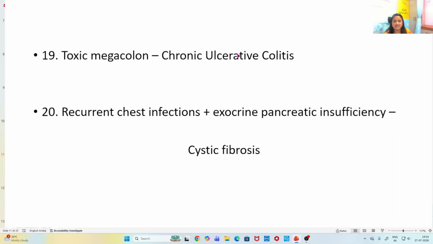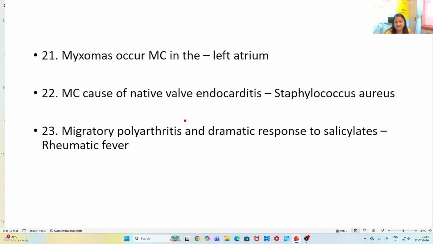Toxic megacolon is seen in ulcerative colitis. Recurrent chest infections and exocrine pancreatic insufficiency are seen in association with cystic fibrosis. Myxomas are benign tumors of the heart, and the most common location is the left atrium.